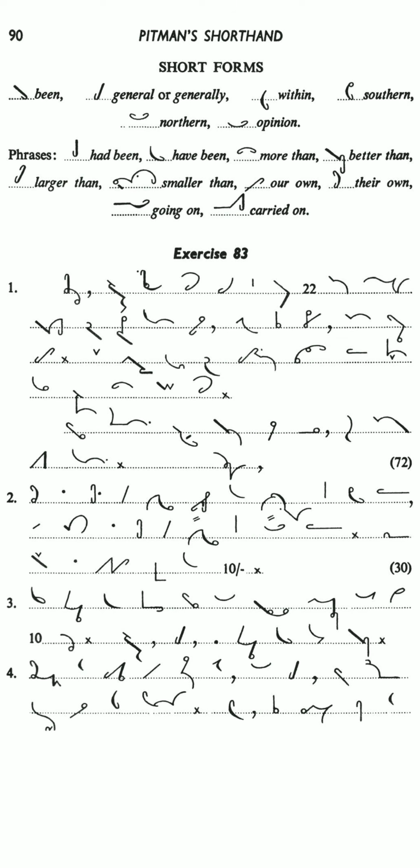More than: M stroke above the line with R hook with N hook. Okay, better than: B on the line, T with R hook for better, and last N hook for the sake of than is used here. Larger than: we have read the larger short form. J stroke with R hook above the line, join, what will it be? N hook for the sake of than here. So J stroke above the line with R and N hook.